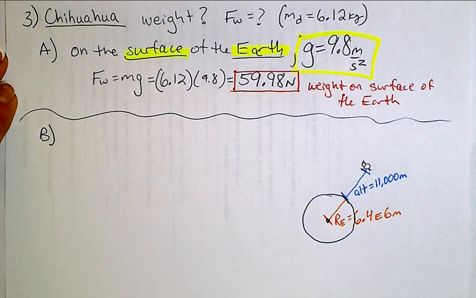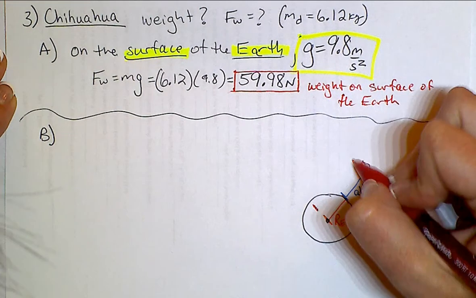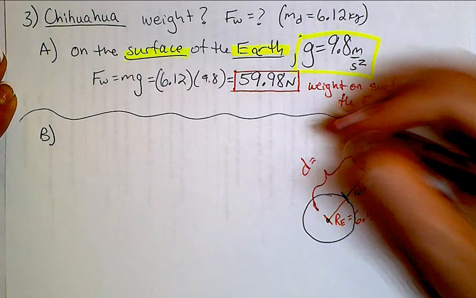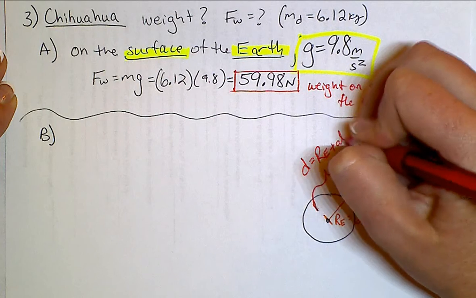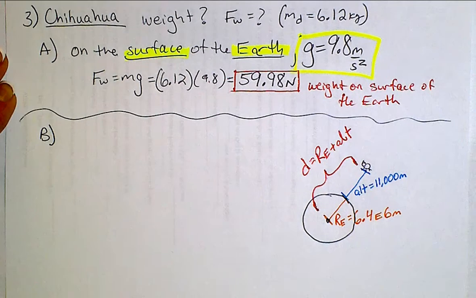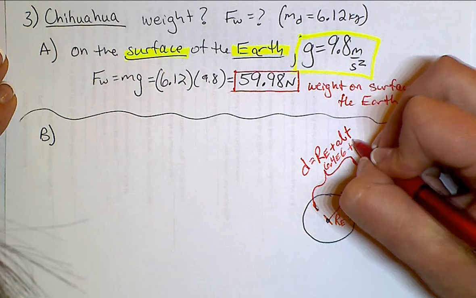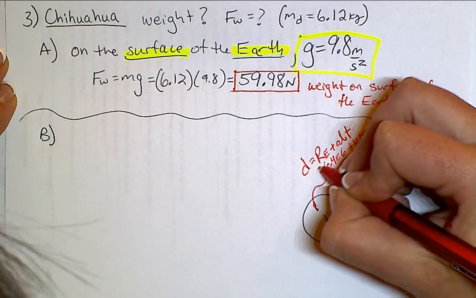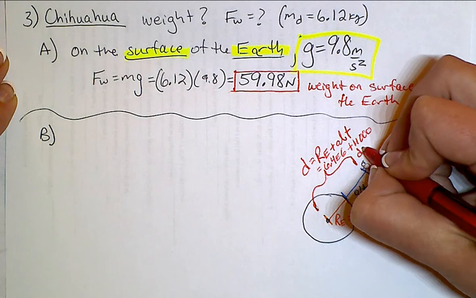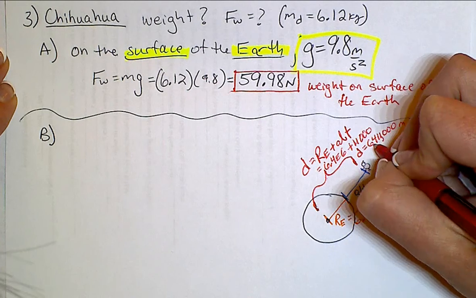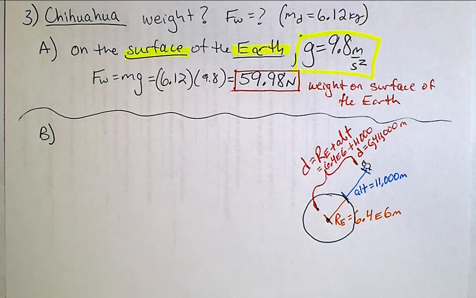To get the distance between here and here, it's equal to the radius of the Earth plus the altitude. So I have 6.4 e to the 6 plus 11,000. D is equal to 6,411,000 meters. That's the D that I use in my equation. That's the only thing that's different.